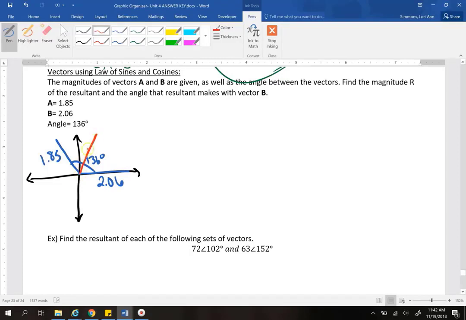So we want to find that length, and then we want to find the angle that makes with vector b. So we want to find this angle. Whenever we're looking for an angle, we're usually always going to want to look at the standard position and then go to the angle to the resultant.